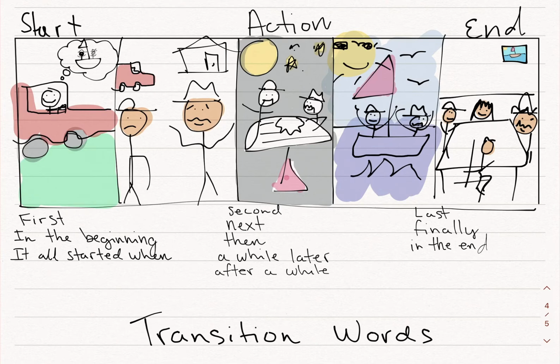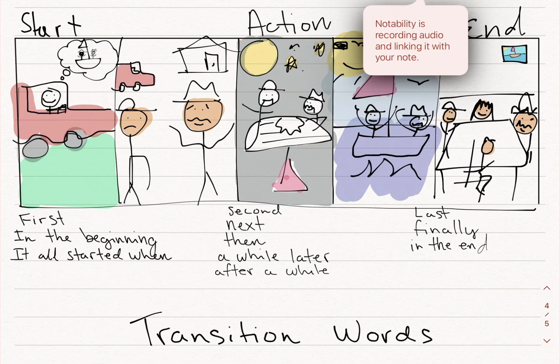So for the last part of this work, we are going to tell a story. And we are going to use these transition words to tell a story. So for this work, you can use Notability. It has a record function up here on the top. That's one way to record.